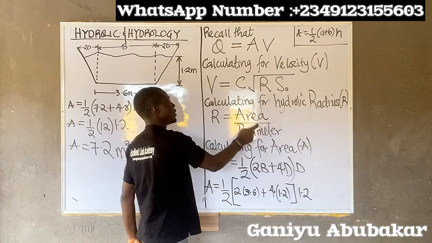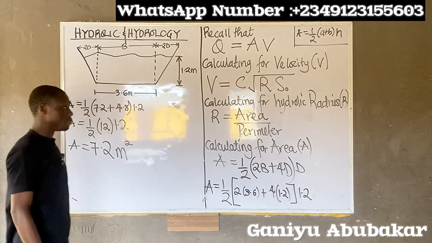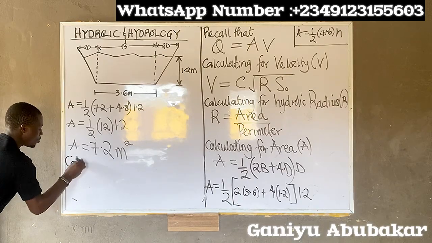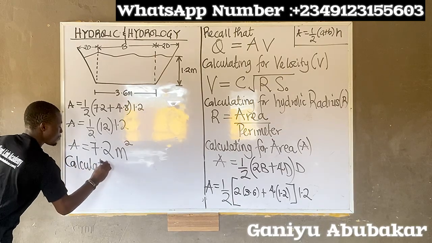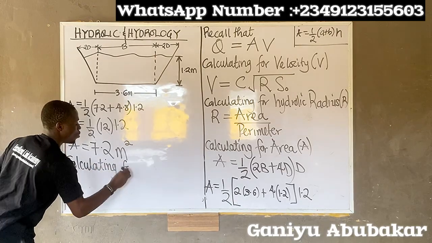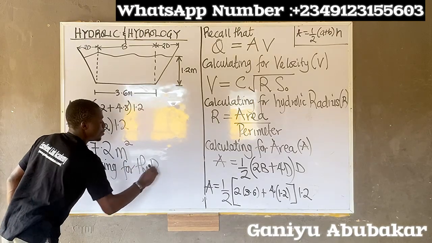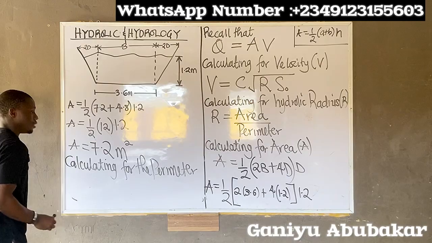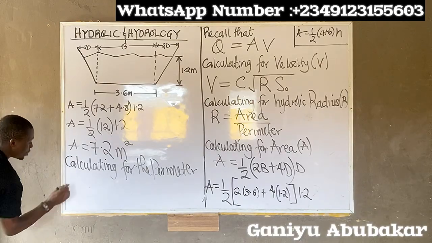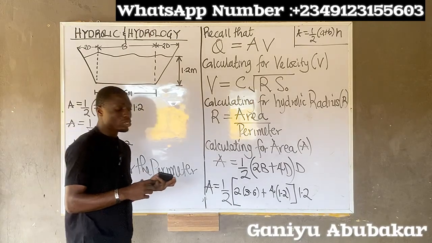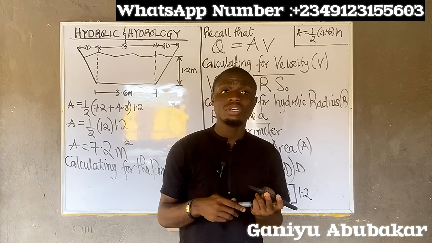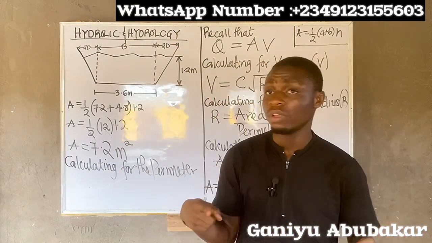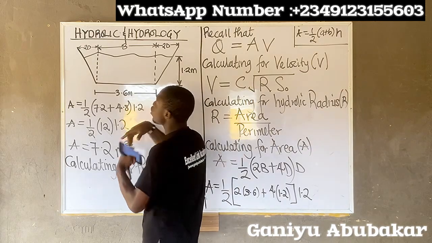Next part is to get the perimeter. All right, let's get the perimeter. Calculating for the perimeter of the open channel, that's P. Now here's the idea. To get the perimeter of a shape, the idea is simply to add all the sides together.